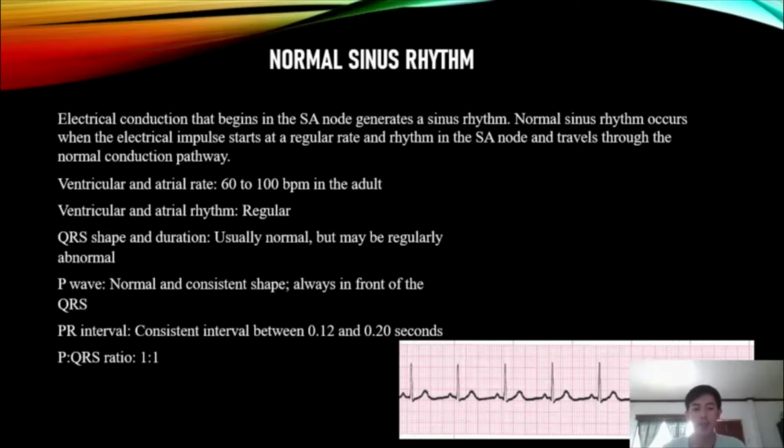So, the normal values would be: ventricular and atrial rate 60 to 100 beats per minute for the adult. Ventricular and atrial rhythm, regular. QRS shape and duration, usually normal but may be abnormal. P wave would be normal and consistent in shape, always in front of the QRS complex. PR interval, consistent interval between 0.12 and 0.20 seconds. The P to QRS ratio would be 1:1.